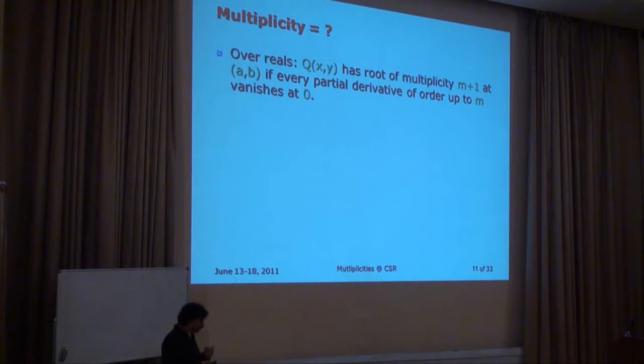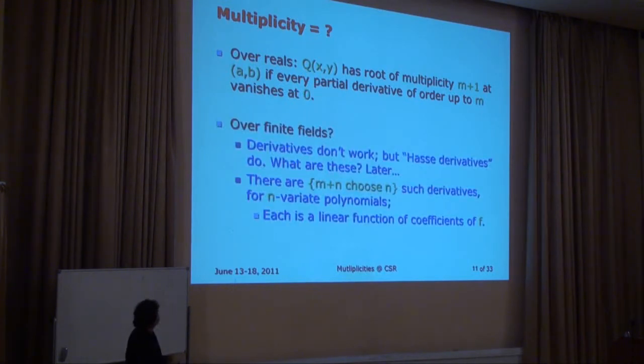So now maybe I should say a little bit more precisely what a multiplicity is. I don't think I will really get very precise till the very end, but I'll try to tell you a little bit more at each stage. Over the reals, like we said, it's just that the partial derivatives should vanish. In particular, a polynomial Q(x,y) has a root of multiplicity m plus 1 at some point if every partial derivative of order up to m vanishes. So you take a derivative with respect to x, with respect to y, etc. And we will do derivatives with respect to other numbers of variables as well.